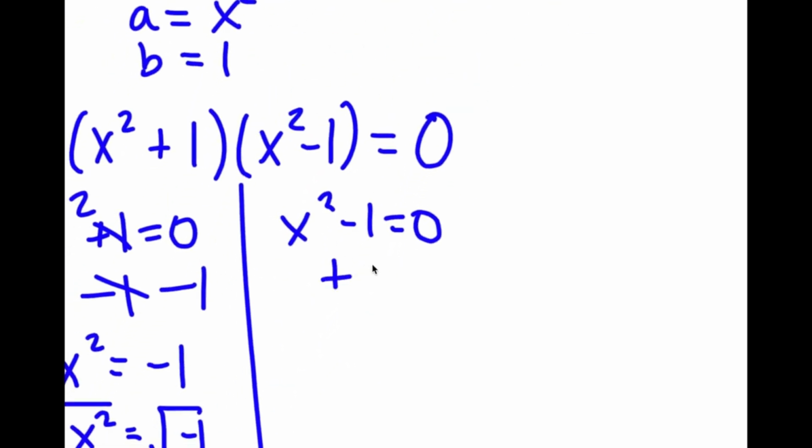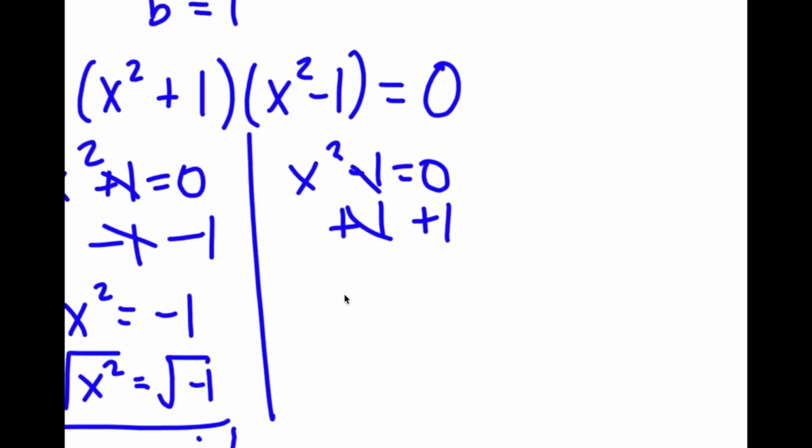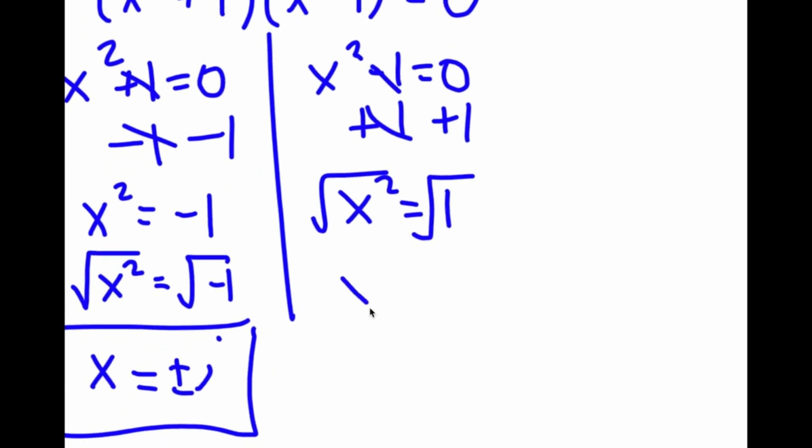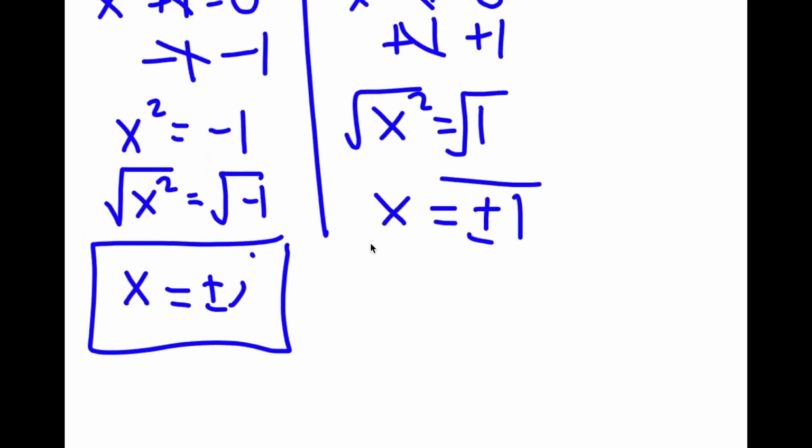And for x squared minus 1 equals 0, I'm going to add 1 on both sides. So I get x squared is equal to 1. If I take the square root, I get x is equal to positive or negative 1. So that's 2 more solutions. So these are my 4 solutions to this problem.